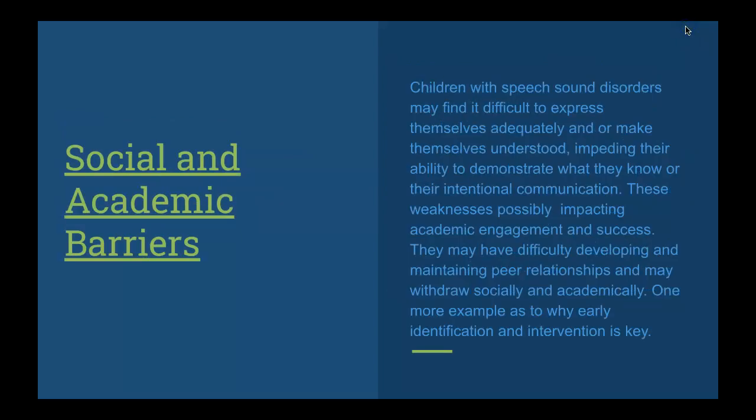Social and academic barriers. Children with speech sound disorders may find it difficult to express themselves adequately and/or make themselves understood, impeding their ability to demonstrate what they know or their intentional communication. These weaknesses possibly impact academic engagement and success. They may have difficulty developing and maintaining peer relationships and may withdraw socially and academically. One more example as to why early identification and intervention is key.